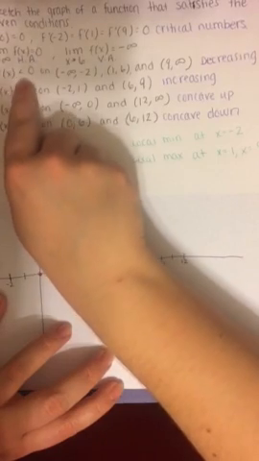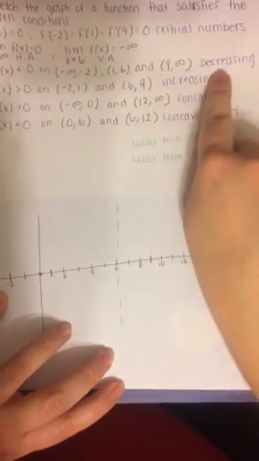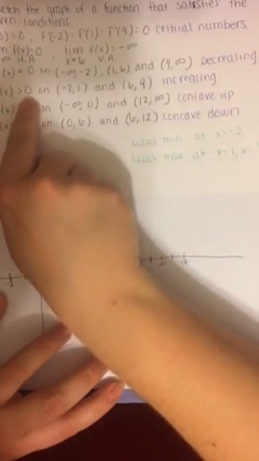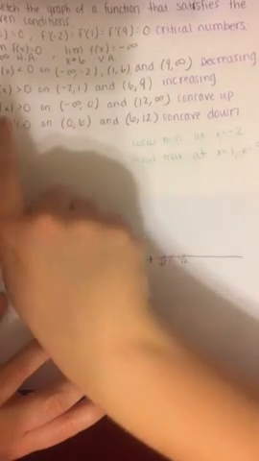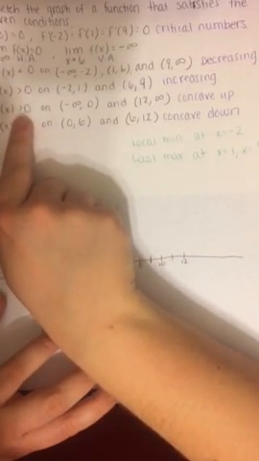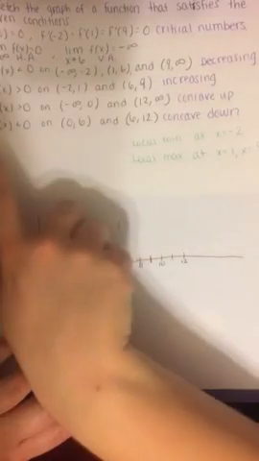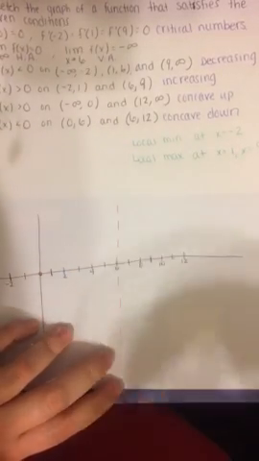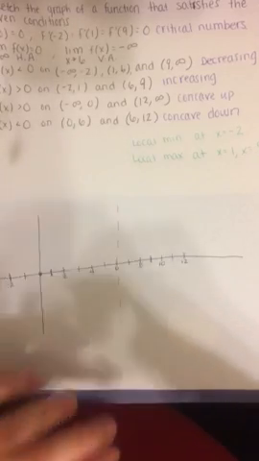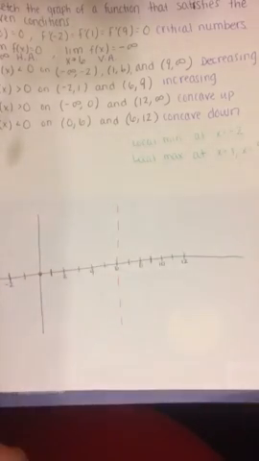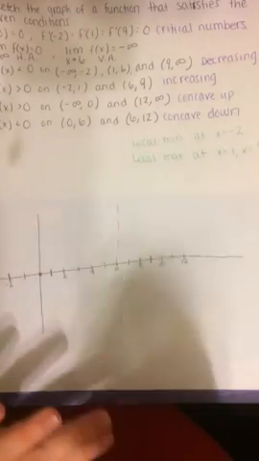When f prime is less than 0, those are all going to be decreasing. When f prime is greater than 0, it's increasing. When f double prime is greater than 0, it's going to be concave up. When f double prime is less than 0, it's going to be concave down. So you have to keep all that in mind when you start to sketch the graph. Personally, I do it in pencil.